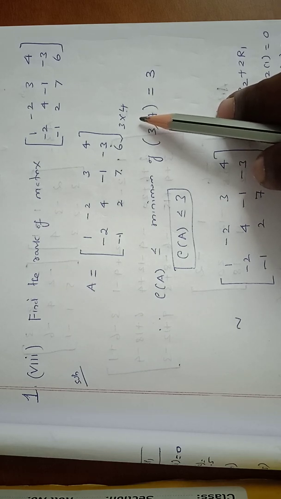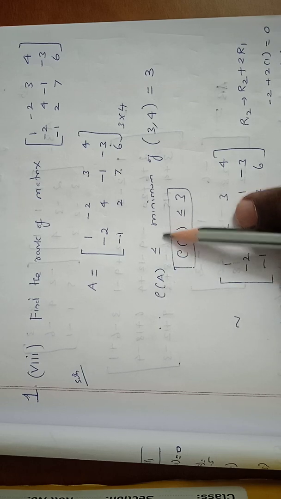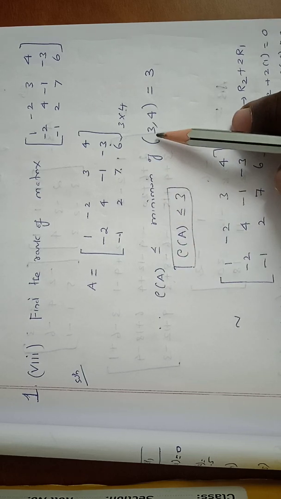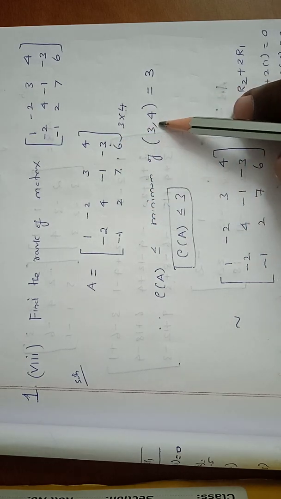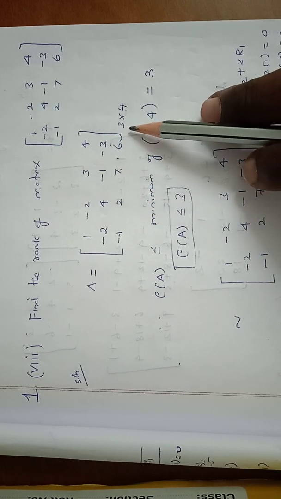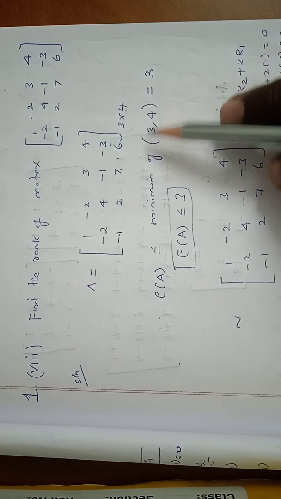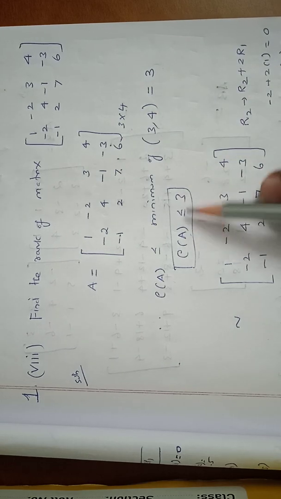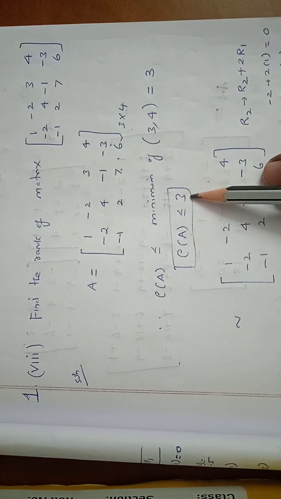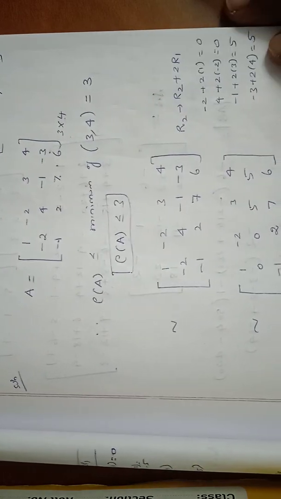So the formula can be taken as rho of A is less than or equal to the minimum of m comma n, where m means rows and n means columns. So 3 rows and 4 columns, so 3 comma 4. The minimum of 3 comma 4 is 3, so the rank value is less than or equal to 3. So straight away go to the calculation.